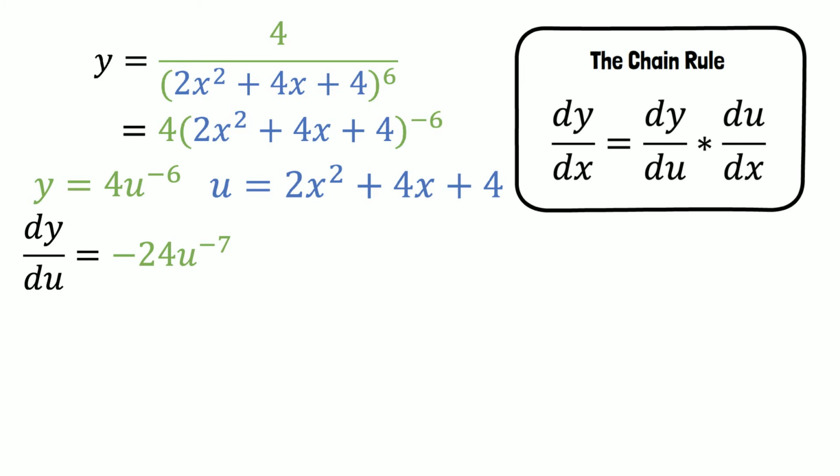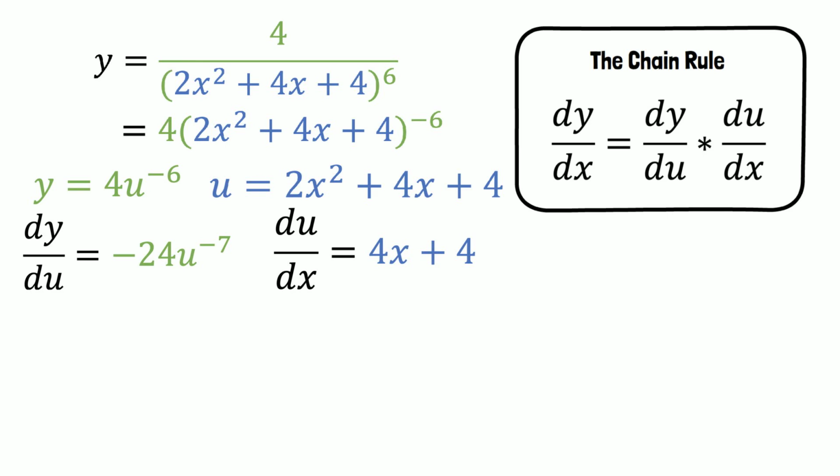We found this using the power rule. To find the derivative, we multiply 4u by the power of minus 6 and then reduce the power with 1, so it becomes minus 7. The derivative of u with respect to x equals 4x plus 4. Again, we found this answer by using the power rule. We multiply 2x with the power of 2 and then reduce the power with 1 to get 1. The derivative of 4x equals 4, because we multiply 4x with the power of 1 and then reduce the power with 1, so it becomes 0.